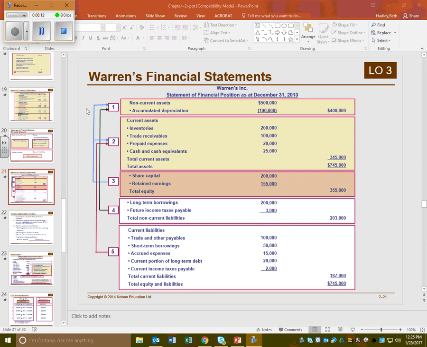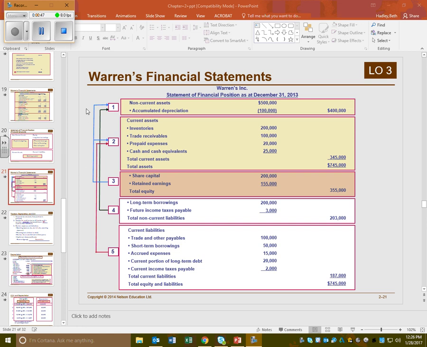All right, so we're talking about Warren's financial statements, specifically the balance sheet, or what is often referred to as the statement of financial position. We have our assets at the top, covering non-current assets first at 500,000 minus accumulated depreciation. We've calculated depreciation in accounting 1 and accounting 2, and we're going to be talking about depreciation a little bit more in just a moment.